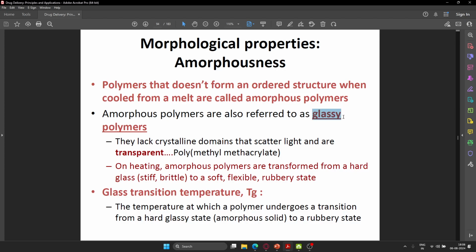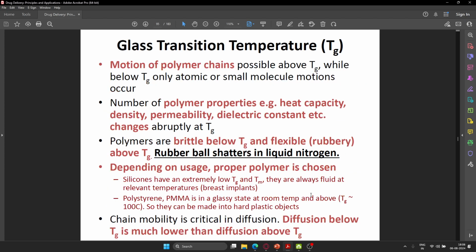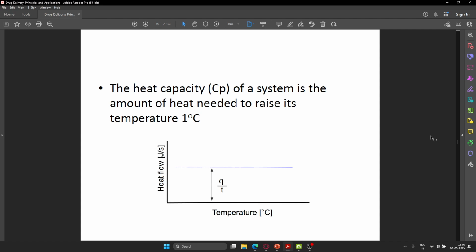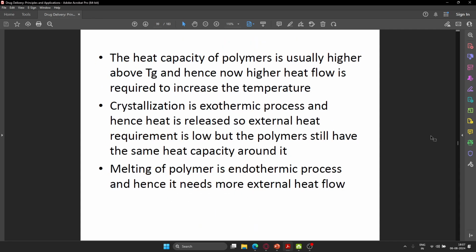And just like we calculated Tm, here we calculate something called Tg, which is the glass transition temperature, or the temperature at which the polymer undergoes a transition from a hard glassy state to a rubbery state. And the way you measure them is through several ways, but differential scanning calorimetry is how you measure this Tg, Tm and several other things.